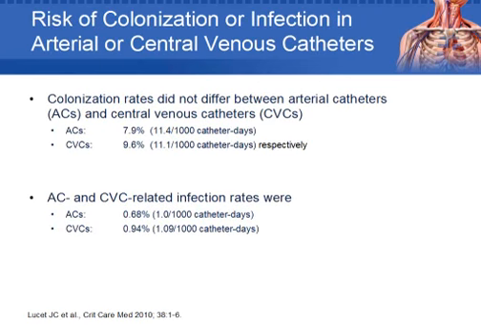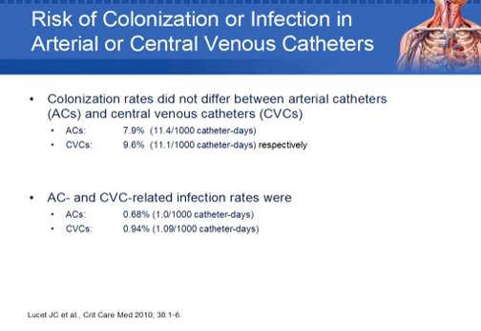Lucet and colleagues found that colonization rates did not differ between arterial catheters and central venous catheters. 7.9% of arterial catheters were colonized versus 9.6%. When looked at per 1,000 catheter days, it was 11.4 for arterial versus 11.1 for central venous catheters. The differences were not statistically significant.